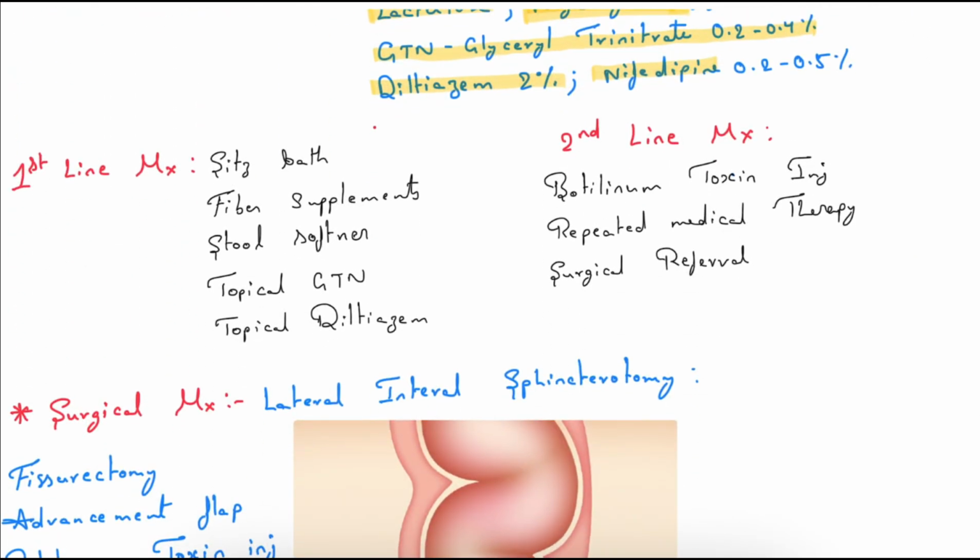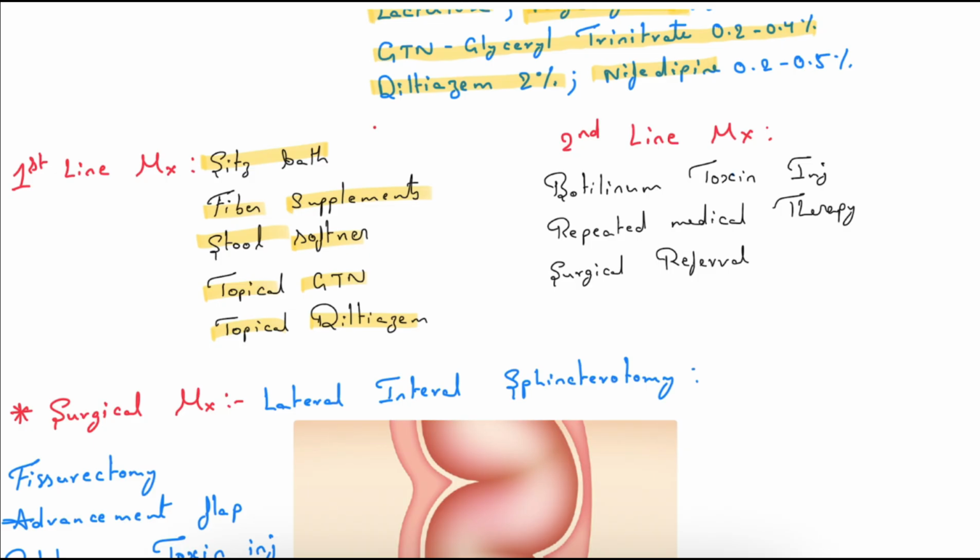Now, how can we manage that patient? We have first line management, that is a sitz bath. We have to take a 15 to 20 minute warm sitz bath, and the patient has to take fiber supplements along with stool softeners. It may be lactulose or polyethylene glycol or docusate. These are the stool softeners, and topical GTN, a topical calcium channel blocker, diltiazem.